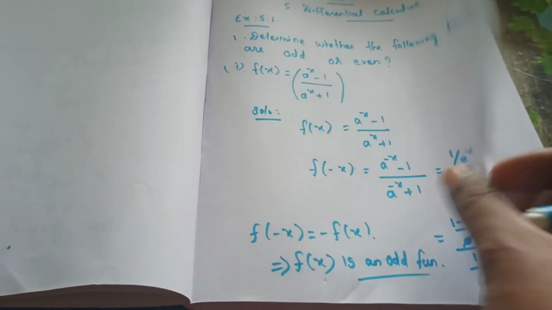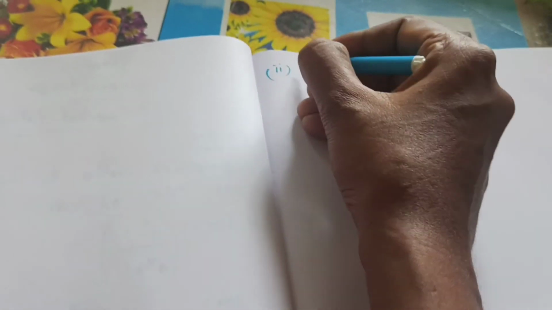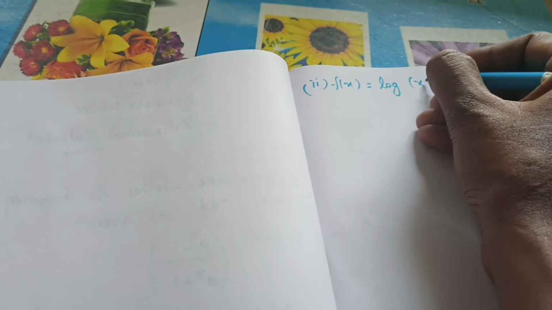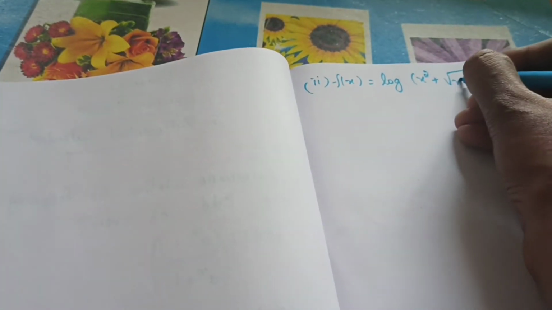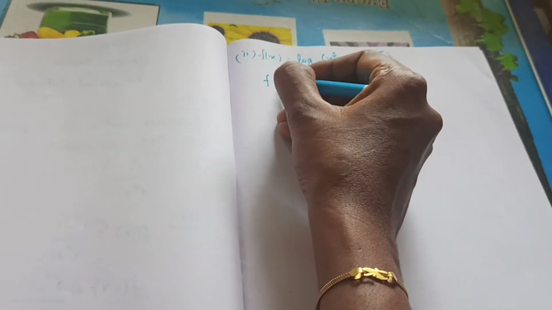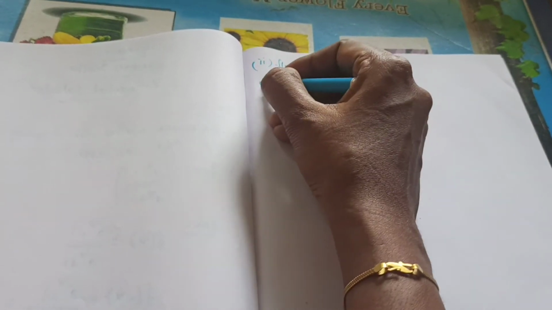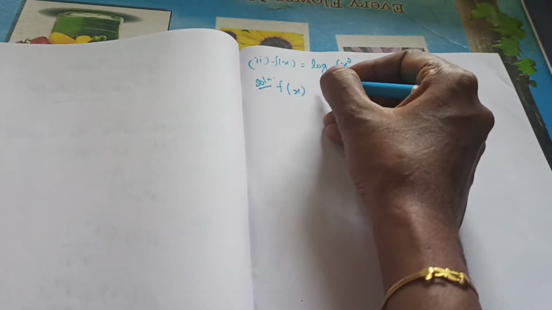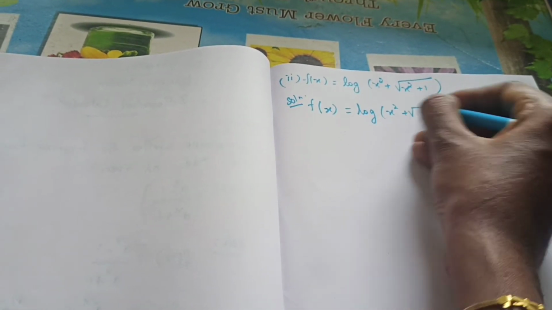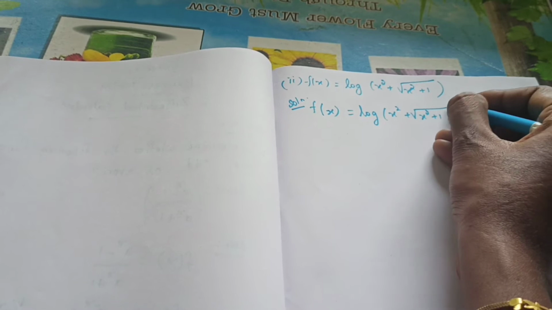So very easy, this one. Then move to the second one. The second part is f of x is equal to log of x square plus square root of x square plus 1. Okay, so given, f of x is equal to log of x square plus square root of x square plus 1.